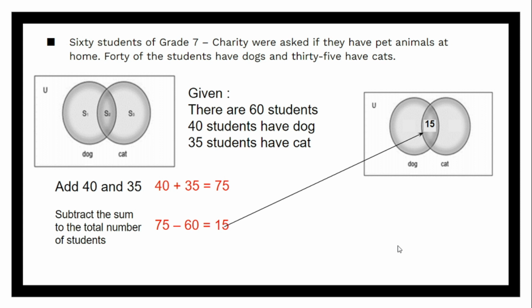Ngayon, since we have 15 here, sabi nga natin, 40 yung sa aso, itong part ng aso na to. Eh, may 15 na tayo dito sa may intersection nila. So, meaning to say, we just have 25 for the dog. Okay? And then, sabi natin, 35 students daw yung para sa pusa. So, we have there 35, but still, we have 15 na dun sa intersection, meaning to say, that's 20 na lang for the cat only.